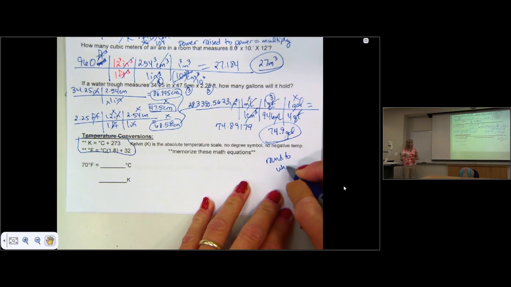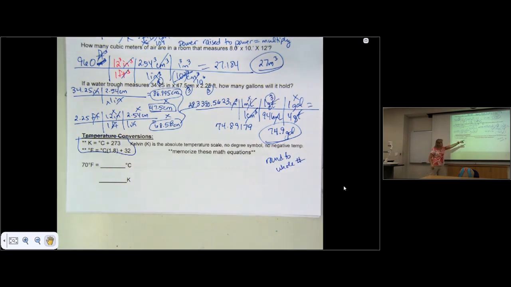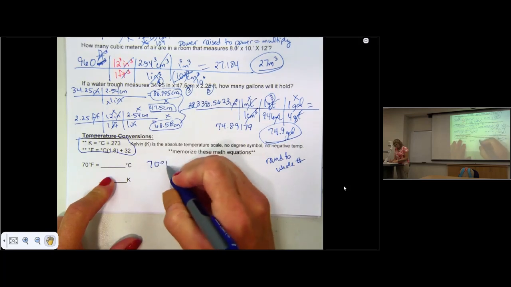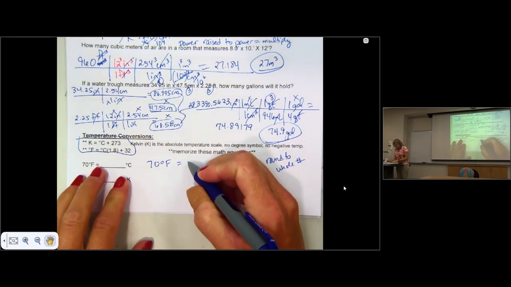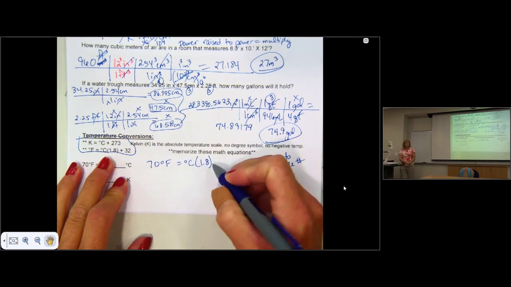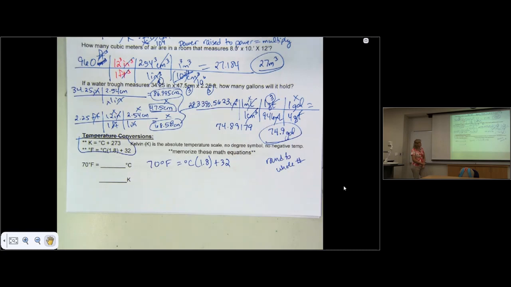Last thing before I leave, something I didn't mention: there's no degree symbol for Kelvin, and there are no negative temperatures. It's absolute. All right, simple algebra. 70 degrees Fahrenheit equals degrees Celsius times 1.8 plus 32. Now, where did I get that? What did I do? I just simply plugged in 70 degrees Fahrenheit for this F. Everybody follow me?